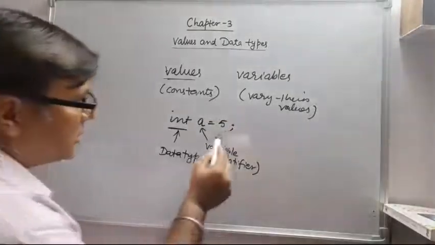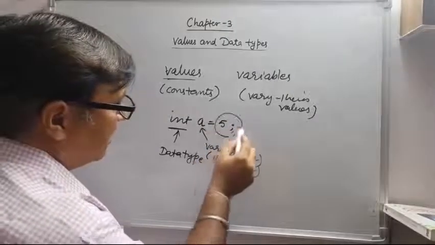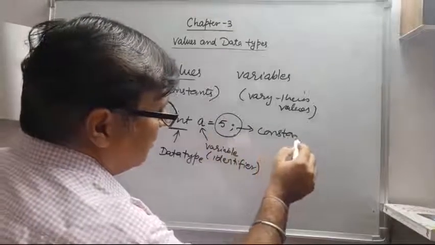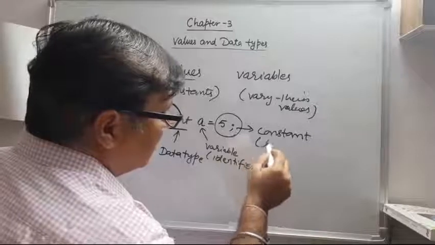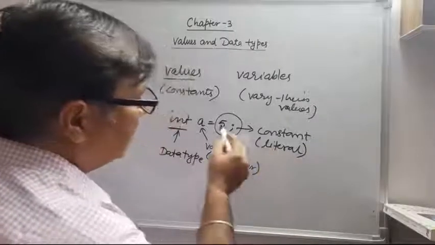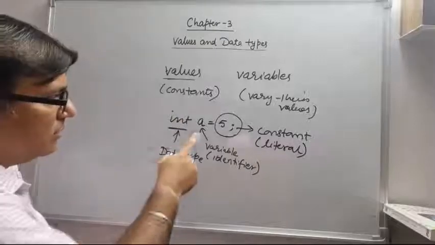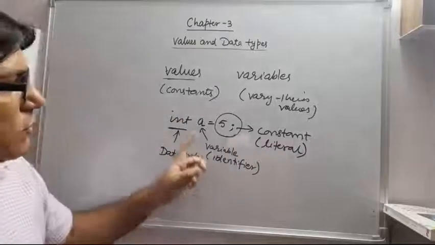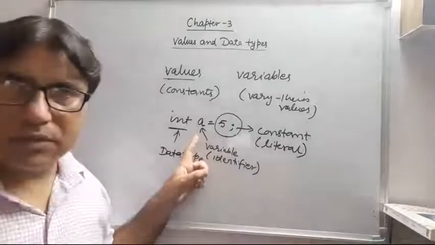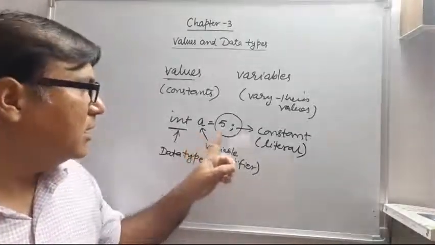Now what is this? This is known as a constant, or it is called a literal. So these are the values and these are the variables. What are the variables? Those which vary their value, meaning the values change from time to time.